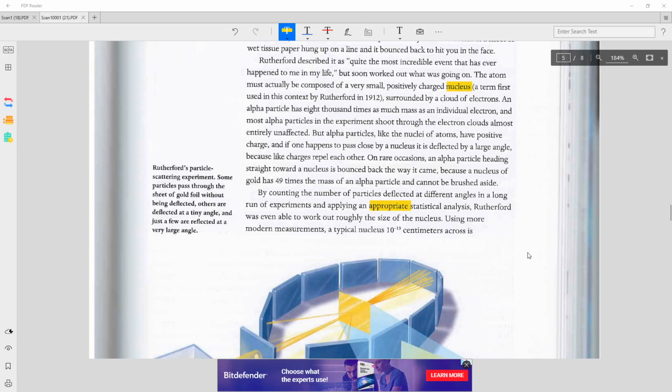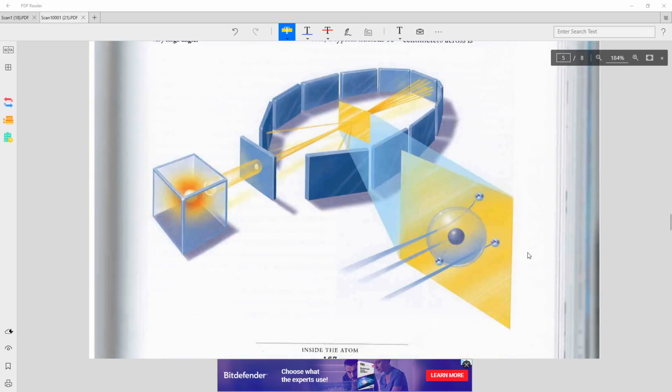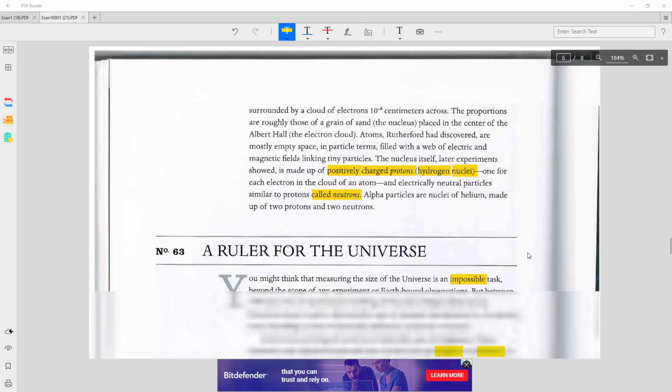Using more modern measurements, a typical nucleus 10 to the power of minus 13 centimeters across is surrounded by a cloud of electrons 10 to the power of minus 8 centimeters across. The proportions are roughly those of a grain of sand, the nucleus, placed in the center of Albert Hall, the electron cloud.